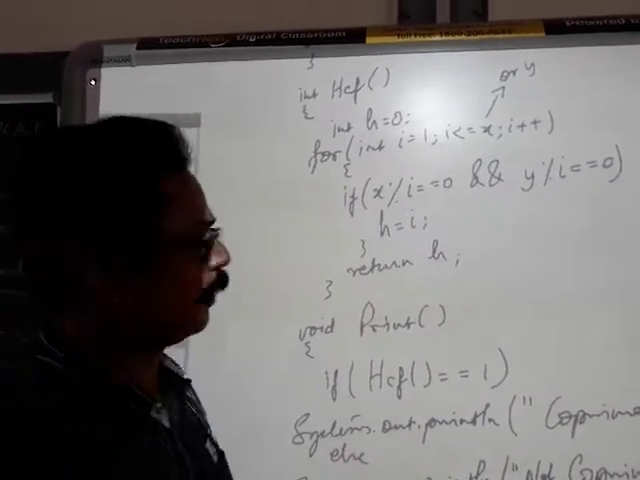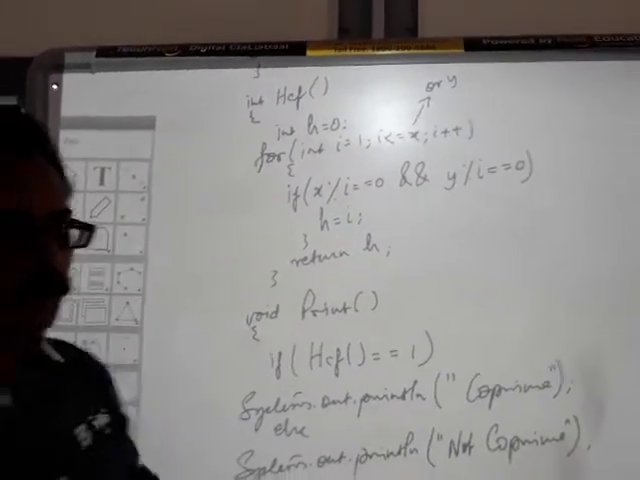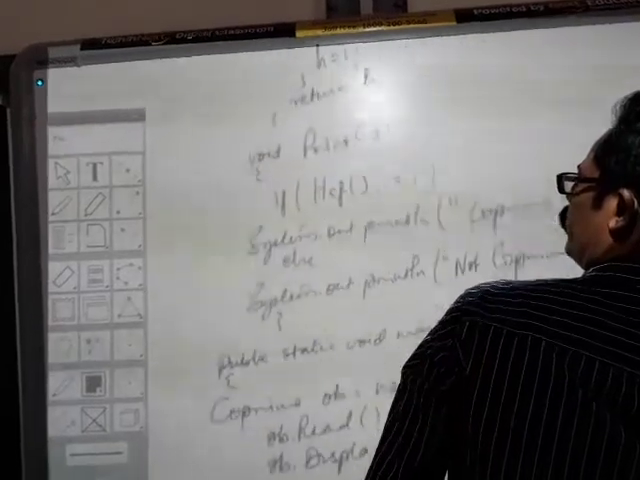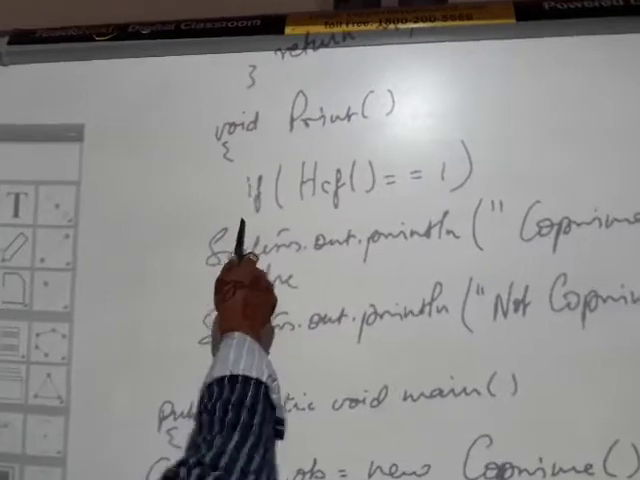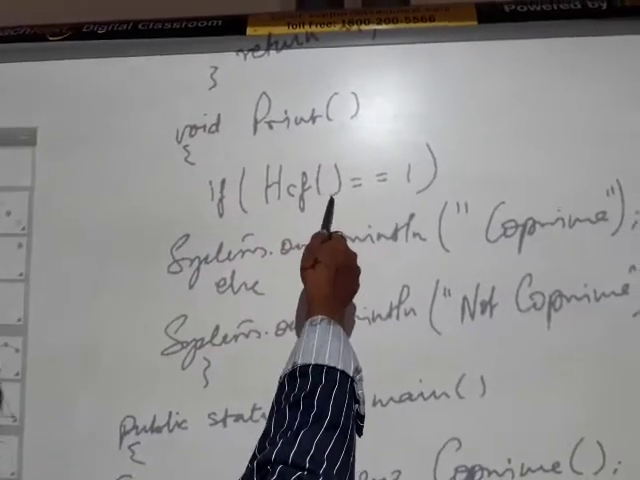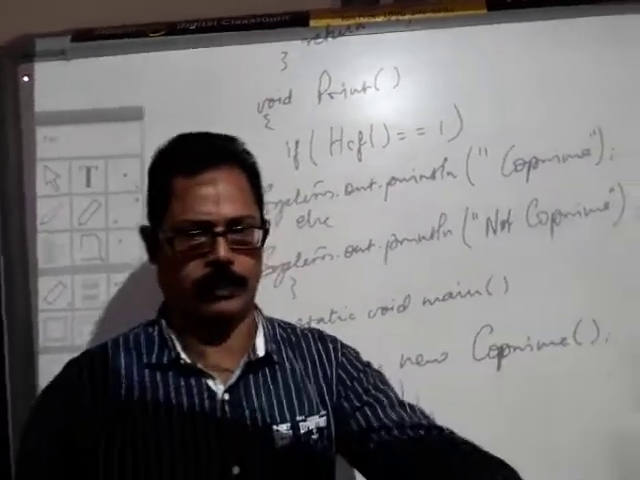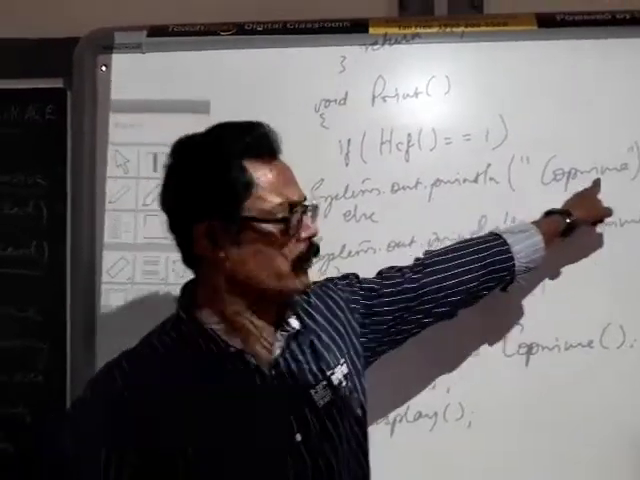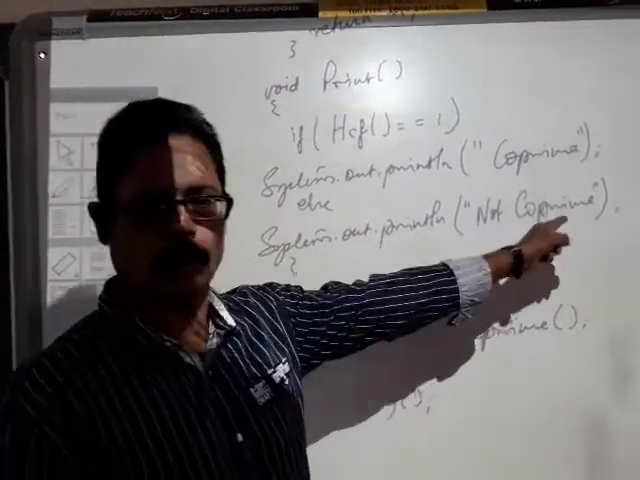Call the print function. So the HCF function is returning to the place where it has been called, and it has been called over here. So what happens here is, in the print function, simply check over there: if the HCF function call is equal to 1, that means whatever value it is returning is the HCF of x and y. So as a result, it checks if it is 1, then the numbers x and y are co-prime. Otherwise, they are not co-prime.